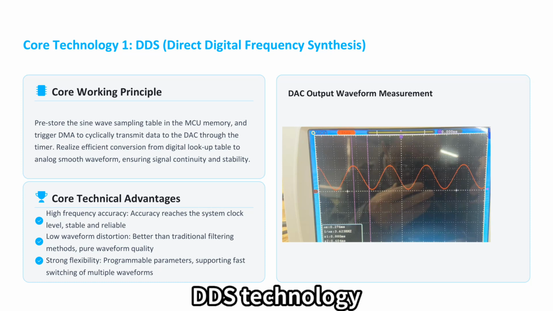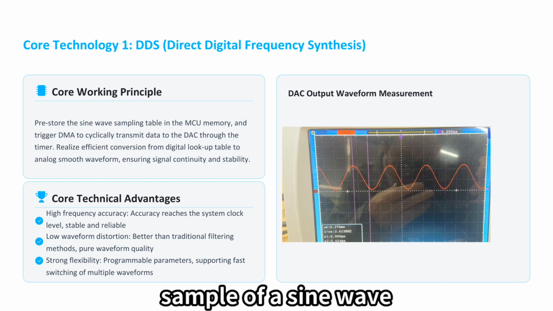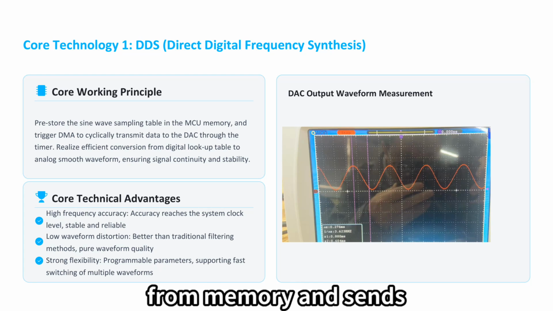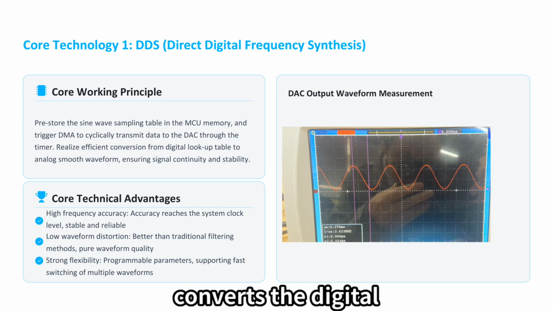First is DDS technology. Simply put, we store a complete digital sample of a sine wave in memory. A timer then triggers DMA at fixed intervals. DMA acts like a porter. Each time it's triggered, it fetches one sample from memory and sends it to the DAC, which converts the digital signal into an analog voltage signal. This cycle repeats continuously, generating a steady sine wave. The advantages of this method are high frequency accuracy, clean waveform, and great convenience for changing frequencies or waveforms.